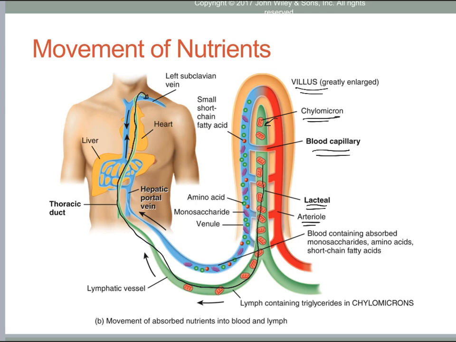And then we see our amino acids, our monosaccharides, and our small short-chain fatty acids moving into venous circulation. Now again, look at the color. Remember we said for portal circulation, that portal vein is nutrient rich but oxygen poor. That's why we denote it as being that purple color instead of blue. So this gives us a good representation of all the absorption of those nutrients into the capillary, at which point into the venule it will go traveling to the liver.